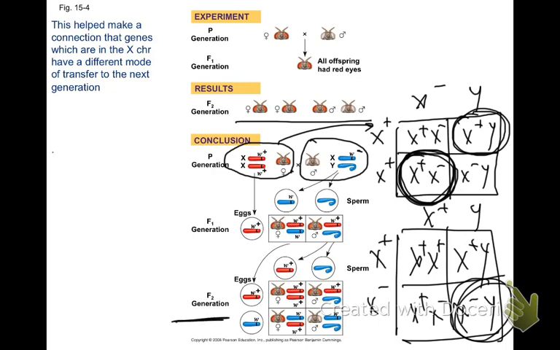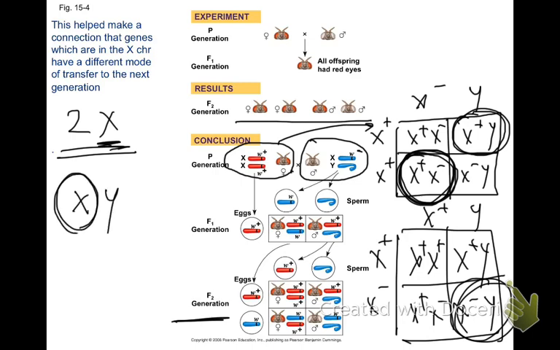This kind of helped make a connection that the genes that are present in the X chromosome have a different mode of transfer to the next generation. The reason being, females have two X chromosomes, and the way they would exhibit an expression of a certain gene would depend on what is present in each of those X chromosomes, right? Whereas males have only one X and one Y. So whatever quality they exhibit is because of what is present in that one lonely X. They do not have an alternative, all right?